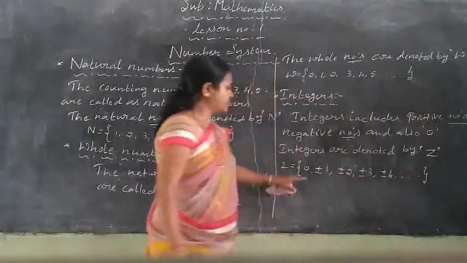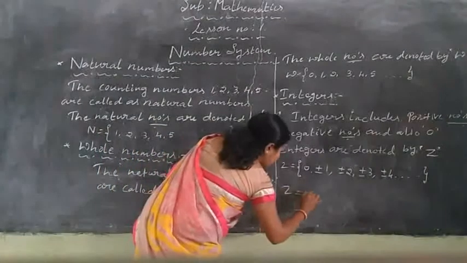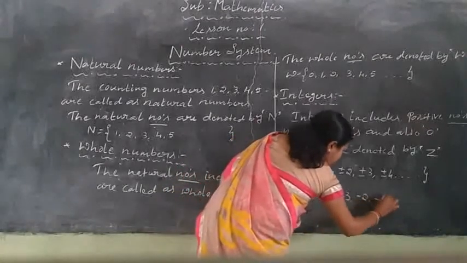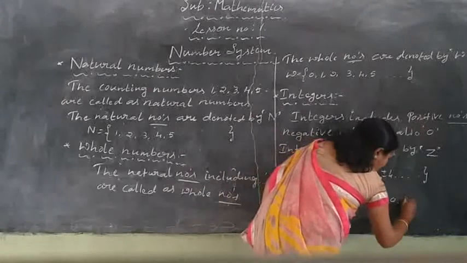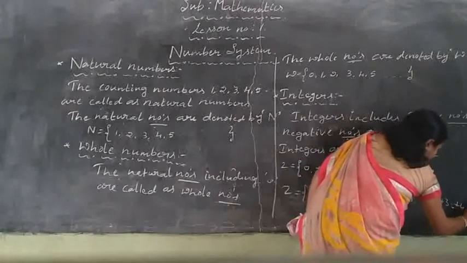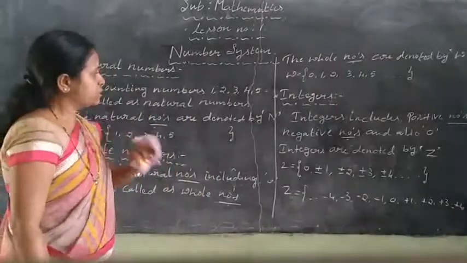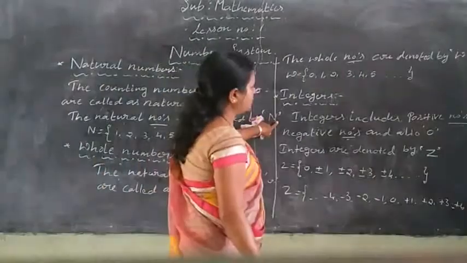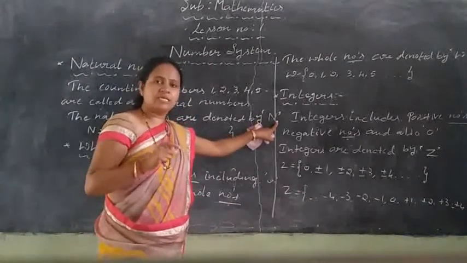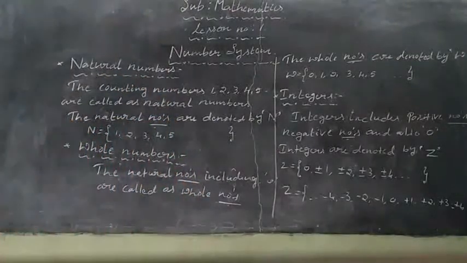Like this we can represent the integers in the form of a set, and it can also be written as minus 4, minus 3, minus 2, minus 1, 0, plus 1, plus 2, plus 3, plus 4. So I hope you got the meaning of integers, isn't it, children? Integers are the numbers which include negative numbers, positive numbers as well as 0. Now we shall move on to the fourth one, that is rational numbers.